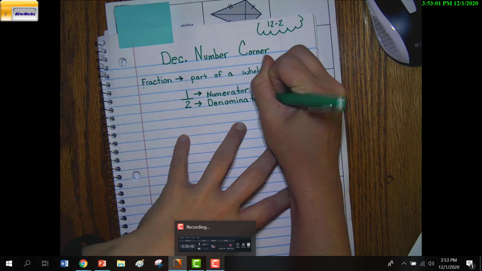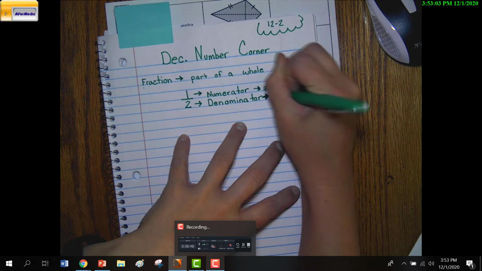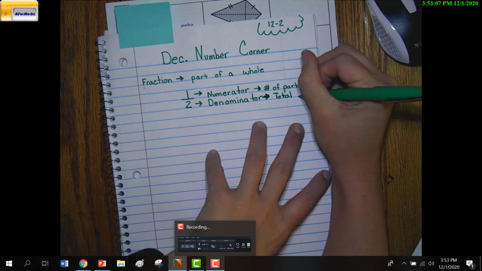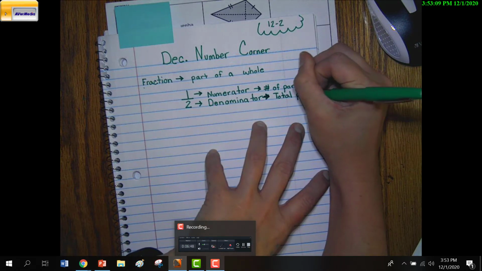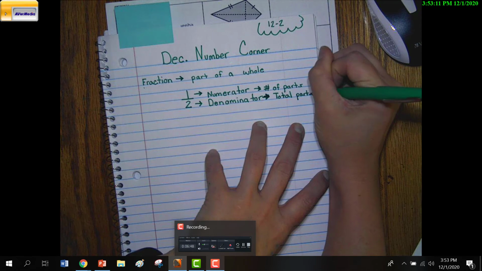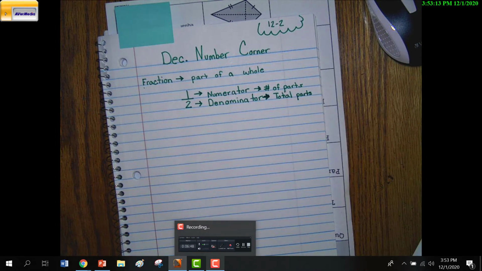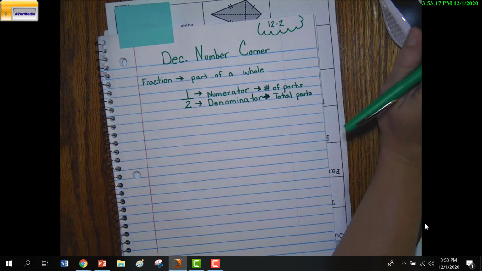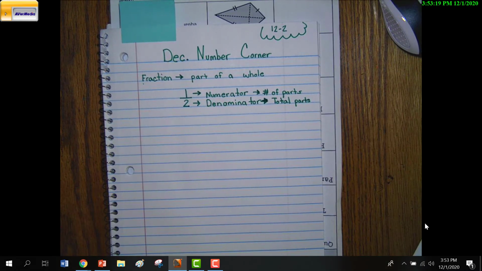So we're going to write total, T-O-T-A-L, parts. Total parts. This may not make sense right now. It will the more we practice, the more we do this. The numerator is the number of parts. The denominator is the total number of parts.